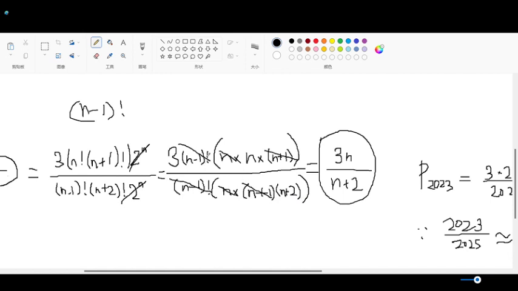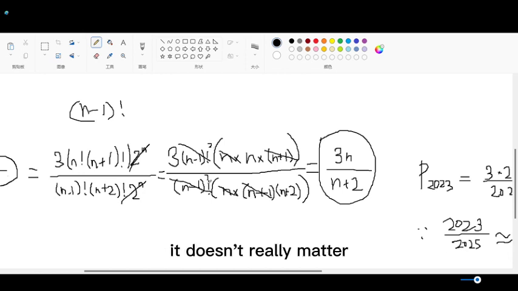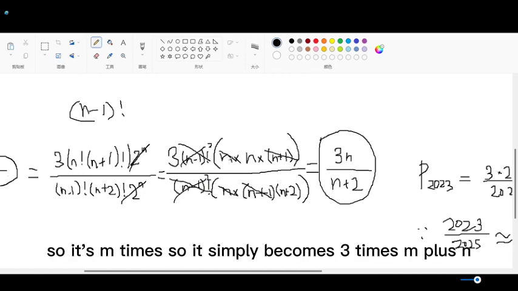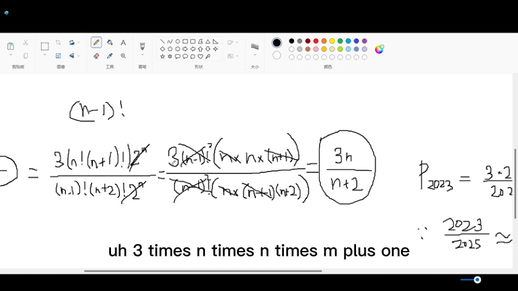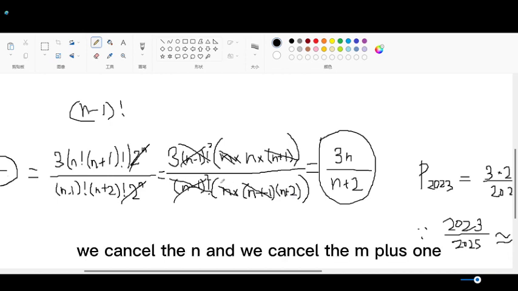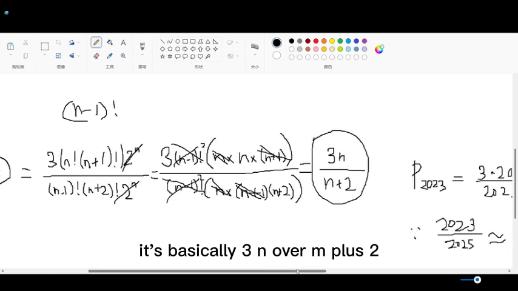So basically, we just take this thing out. Actually, it's n plus 1 factorial squared, but it doesn't really matter because it's going to be cancelled out anyways. So this simply becomes 3 times n times n times n plus 1 over n times n plus 1 times n plus 2. We cancel the n and we cancel the n plus 1. It's basically 3n over n plus 2.